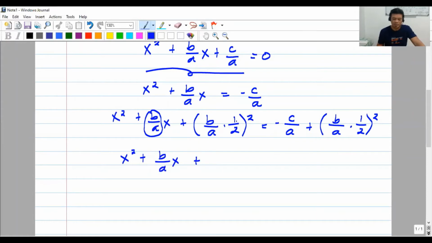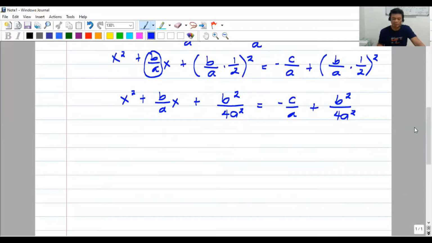b times 1 is b, squared is b squared; a times 2 is 2a, squared is 4a squared, equals negative c over a plus b squared over 4a squared. Next, we have factoring.